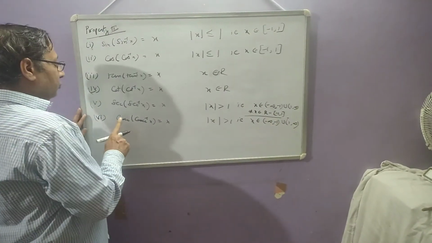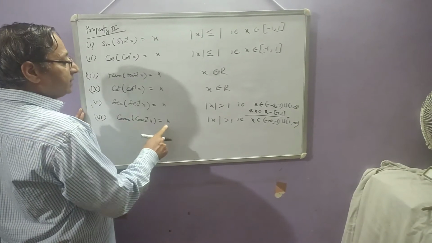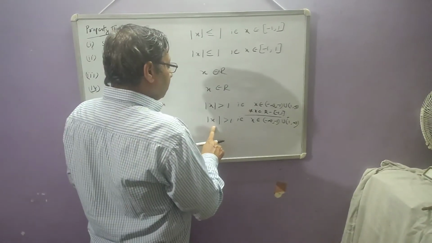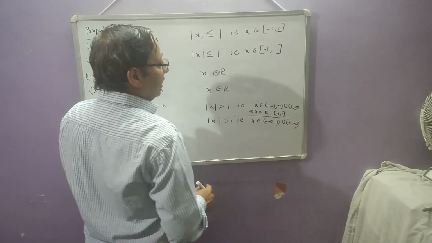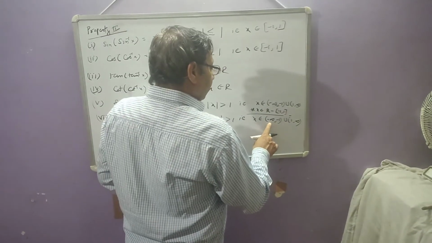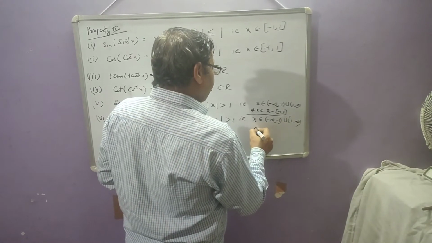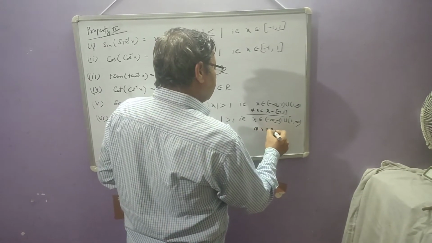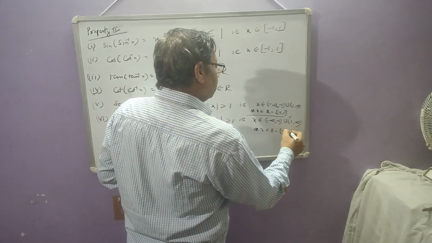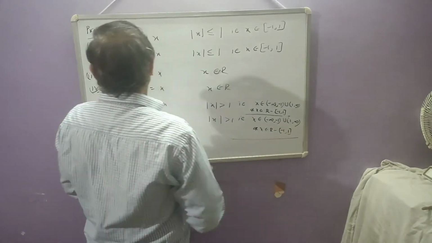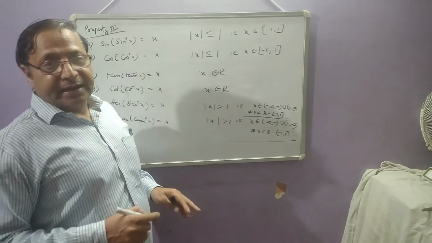Similarly, cosecant of cosecant inverse x is equal to x whenever |x| is more than 1, that is, x belongs to the interval minus infinity to minus 1 union 1 to infinity, or we can say that x belongs to the real numbers except the closed interval minus 1 to 1, and this is the second property.